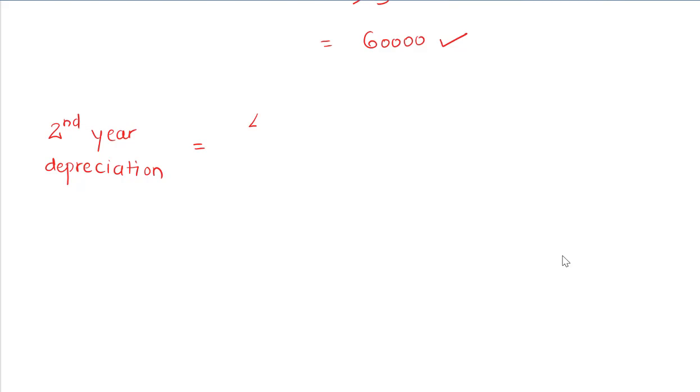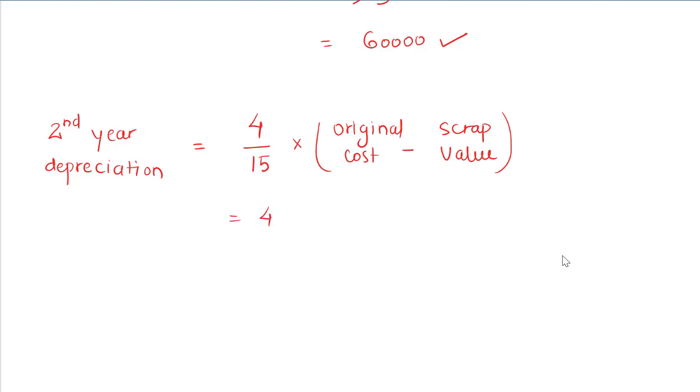Depreciation for the second year. So this would be 4 by 15 multiplied by original cost minus scrap value. So 4 by 15 multiplied by 2 lakh minus scrap value, which is 20,000. So 4 by 15 multiplied by 1,80,000.